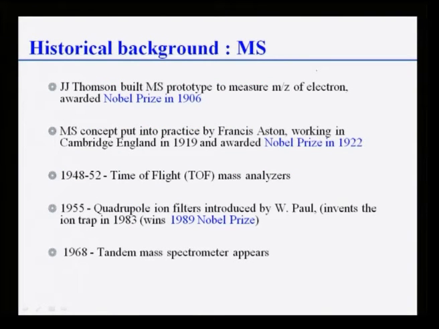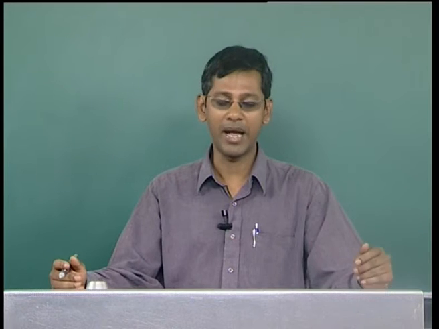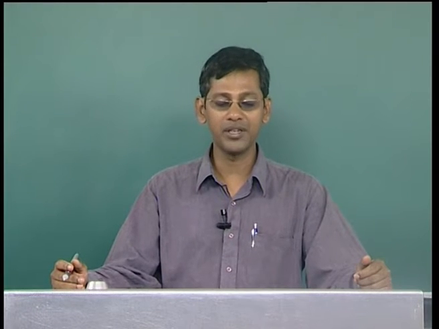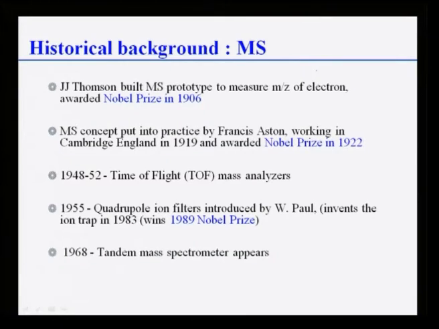As you know, it all started about 110 years back with Sir J.J. Thomson, who first built the prototype of mass spectroscopy to measure the m by z, the mass by charge, of any species. And as you know, he was awarded the Nobel Prize in 1906 for this discovery and for many other things which he made.